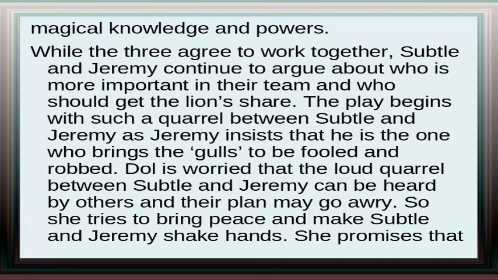While the three agree to work together, Subtle and Jeremy continue to argue about who is more important in their team and who should get the lion's share. The play begins with such a quarrel between Subtle and Jeremy, as Jeremy insists that he is the one who brings the girls to be fooled and robbed. Doll is worried that the loud quarrel between Subtle and Jeremy can be heard by others, and their plan may go awry. So she tries to bring peace and make Subtle and Jeremy shake hands.